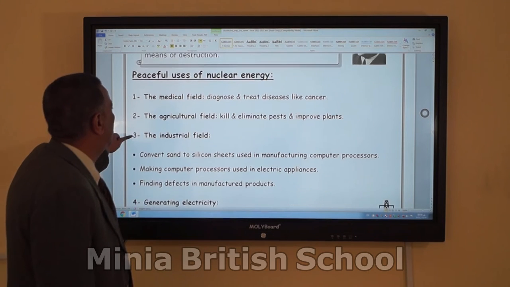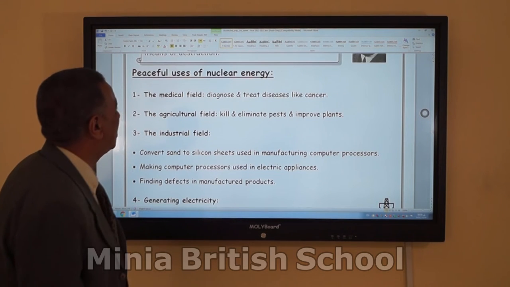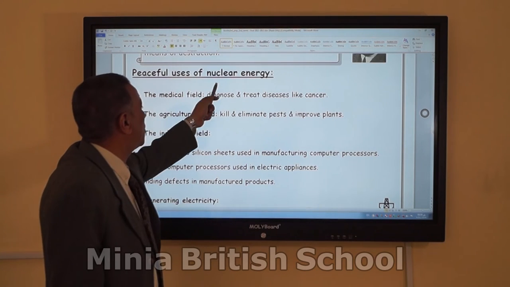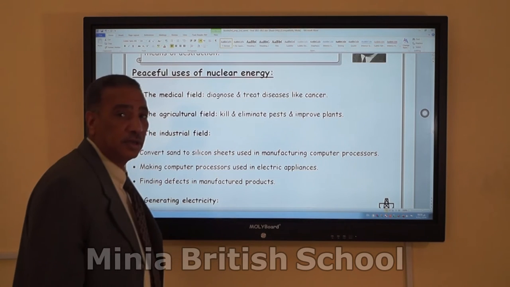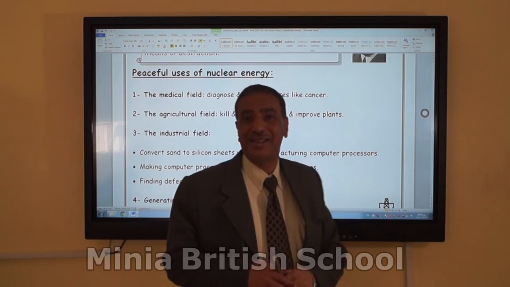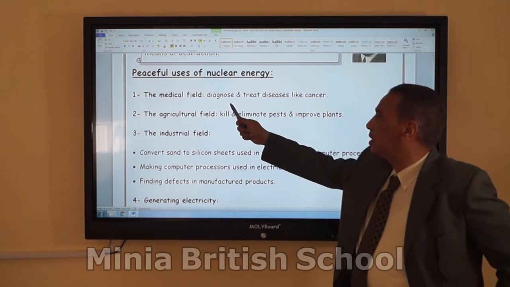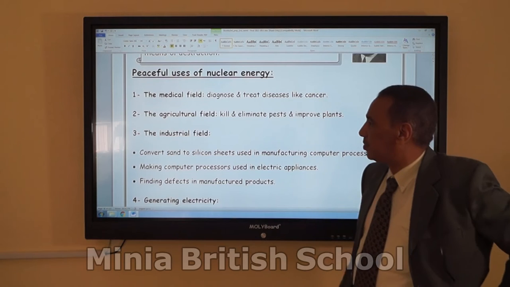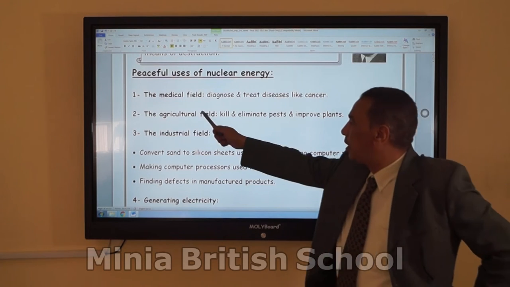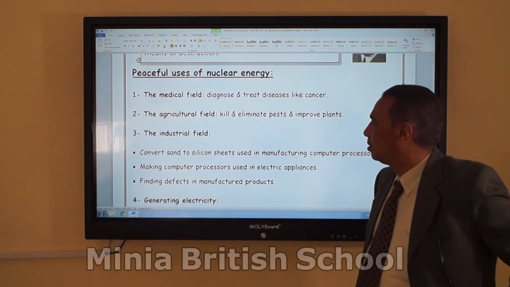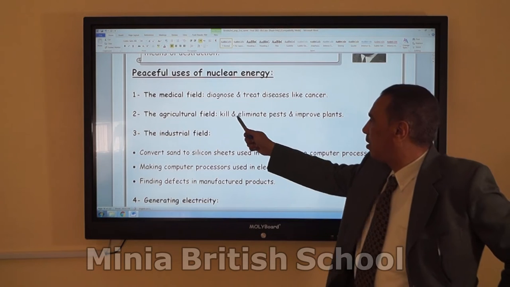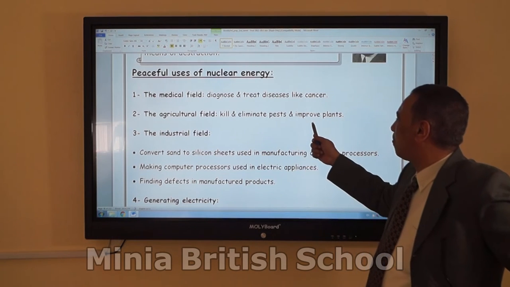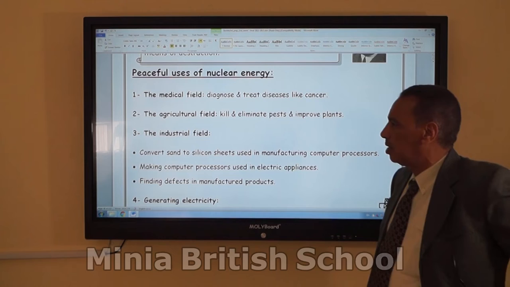We are using the radioactivity in different fields. One of them, peaceful use of the nuclear energy. Number one, the medical use. Medical use in the diagnosis and treatment of some diseases such as cancer. Number two, in agricultural field. To kill, eliminate agricultural pests and the improvement for the plant.